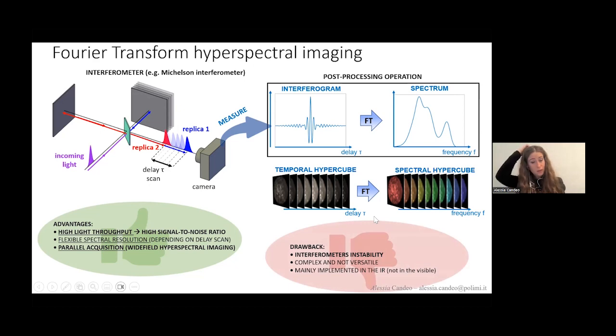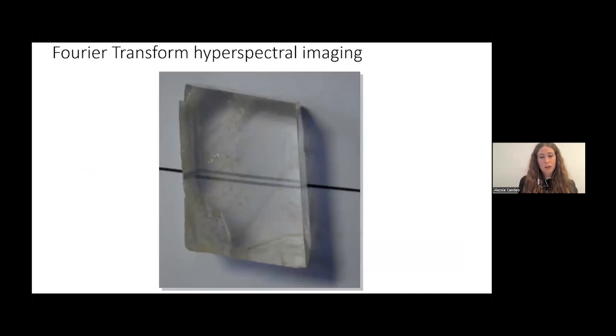However, there is also a drawback because these interferometers are quite unstable. They are cumbersome to implement. And this is because they are, in fact, used for the measurements of vibrations. So it's quite intrinsic that they are unstable. Our method is similar but different.